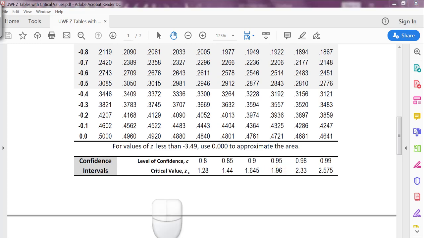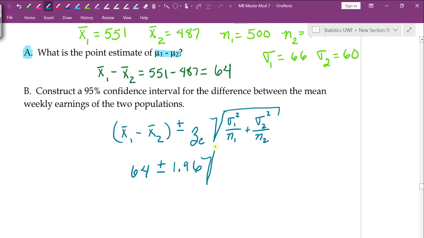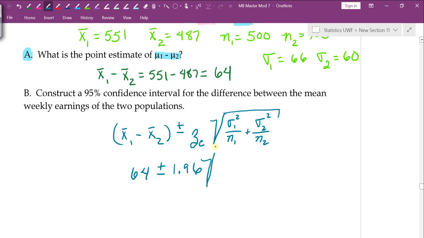So it's going to be 1.96 multiplied by the square root of 66 squared divided by 500 plus 60 squared divided by 700. And here I'm going to help you track that in.